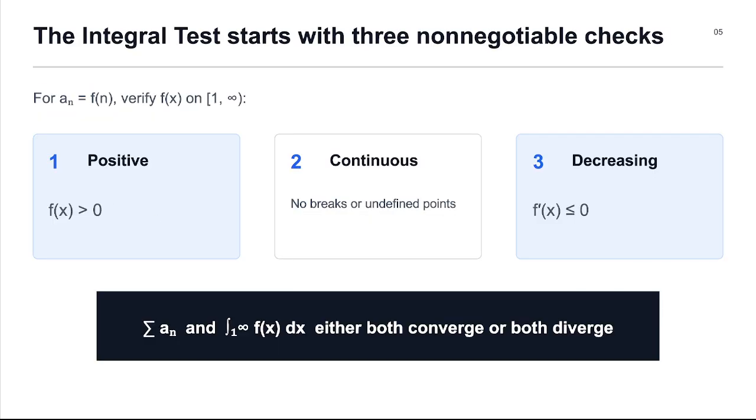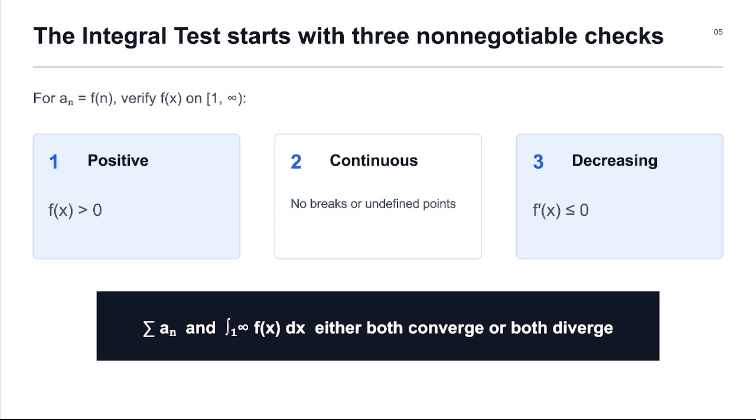Conditions for the integral test. The integral test cannot be applied to every series automatically. First, we must find a continuous function f of x such that f of n equals the term a sub n. Then we must verify three conditions. The function must be positive, continuous, and decreasing on the interval from 1 to infinity, or at least after some starting value. If these conditions are satisfied, the series and the corresponding improper integral have the same convergence behavior.